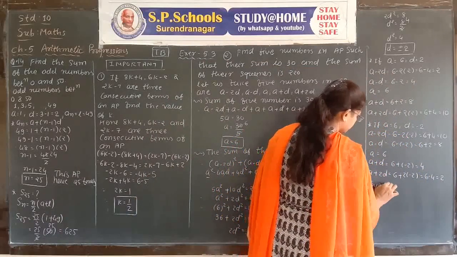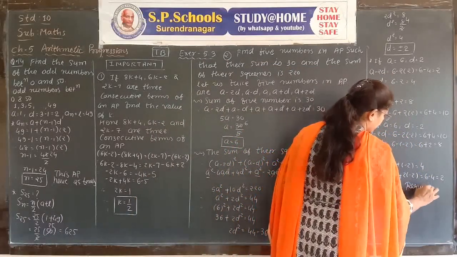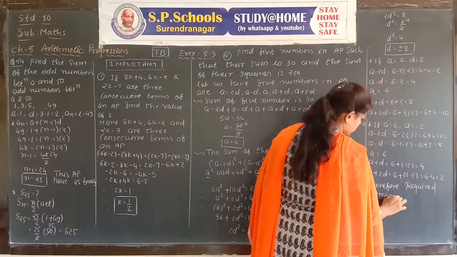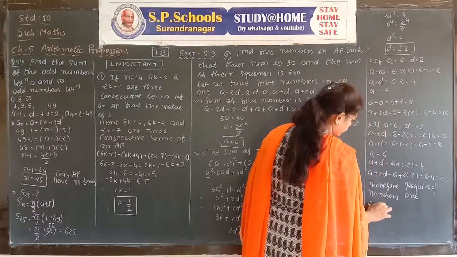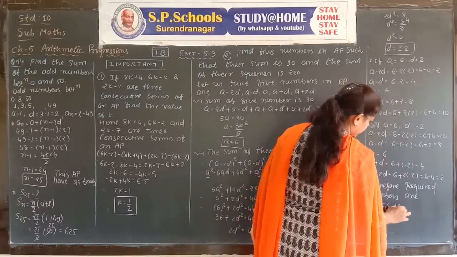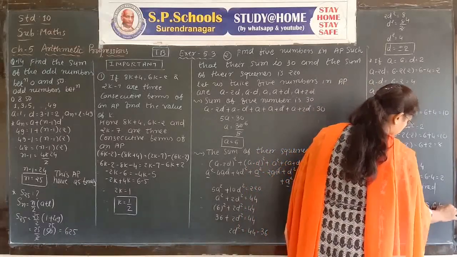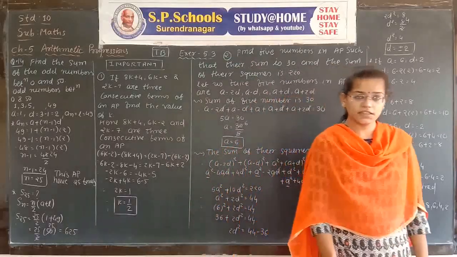Therefore, the required numbers are 2, 4, 6, 8, 10 or 10, 8, 6, 4, 2. Hence the important second question is completed. Let's see the next one.